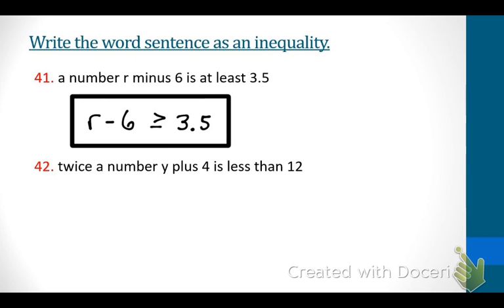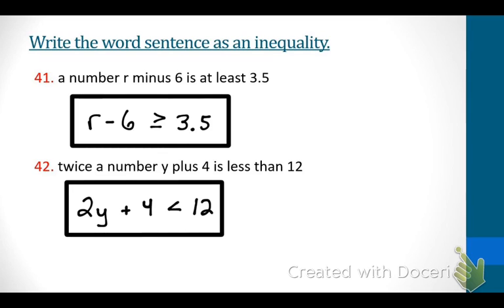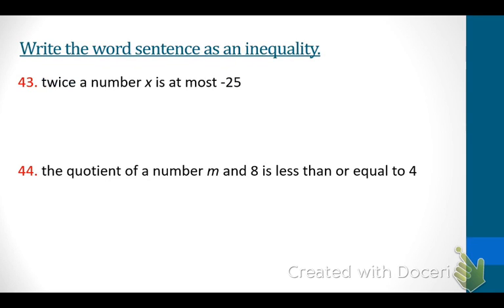Twice the number y plus 4 is less than 12. Nehemiah, what'd you put? 2y plus 4 is less than 12. Very good. So the main thing to know on that one is twice the number y means 2 times y. Any questions on those two? All right, let's do a couple more examples that look just like that.